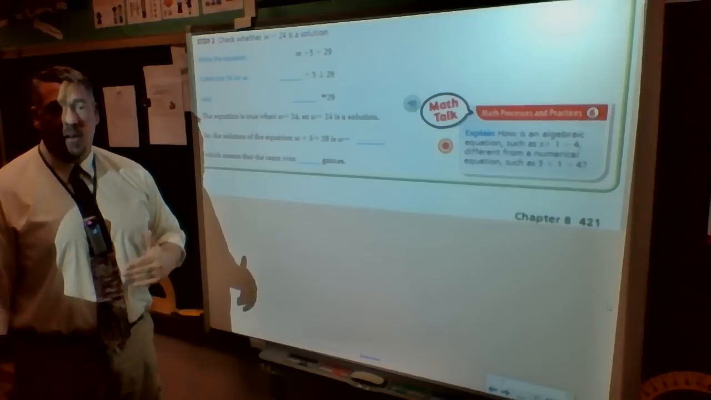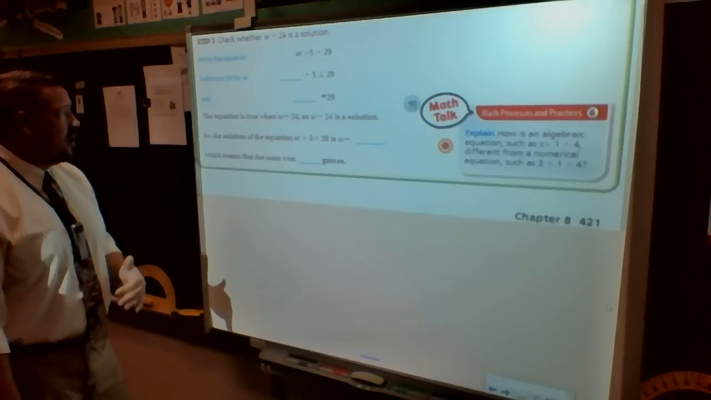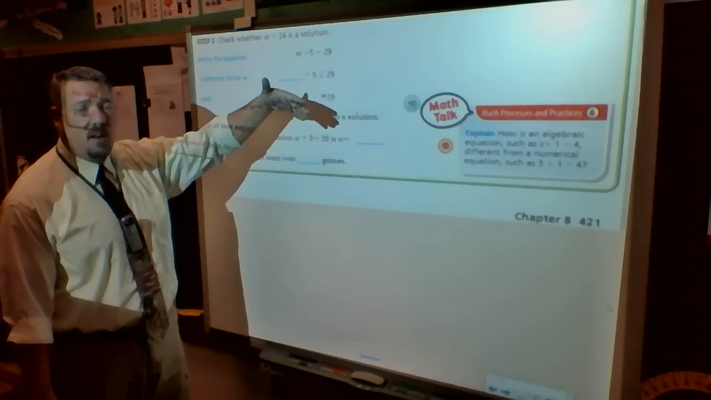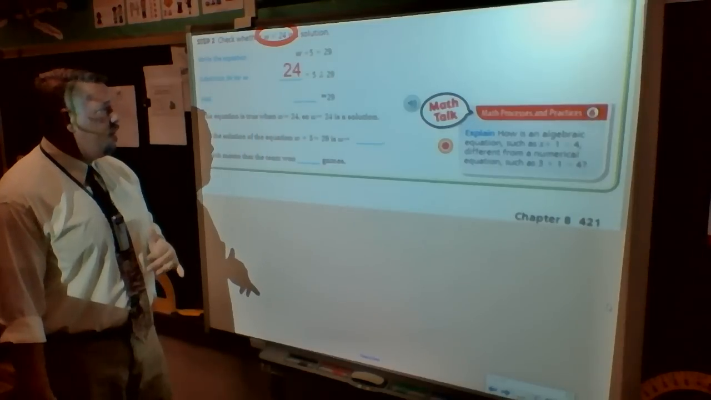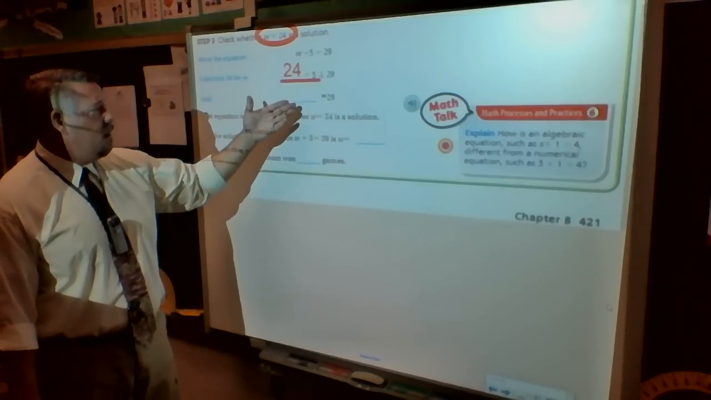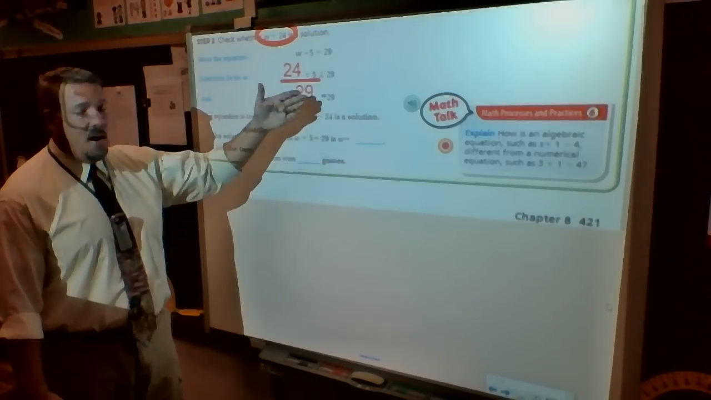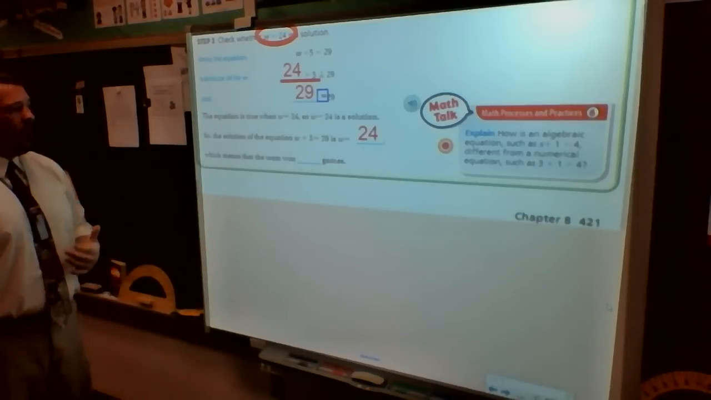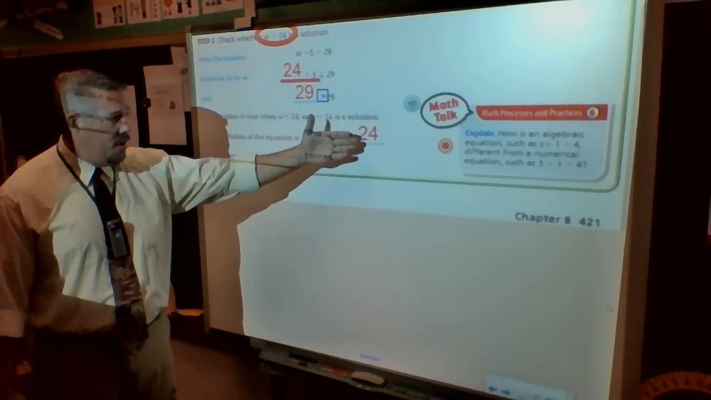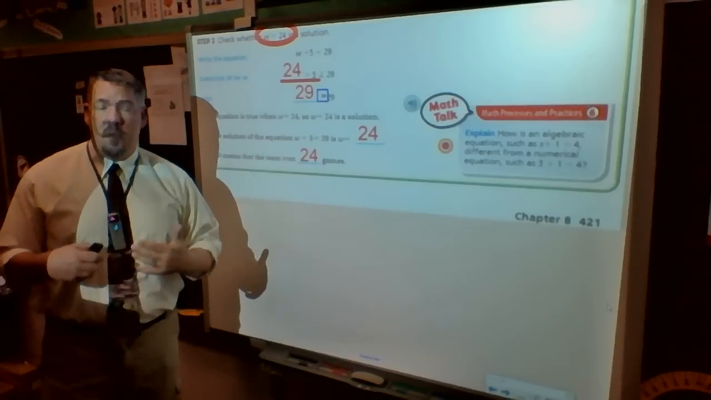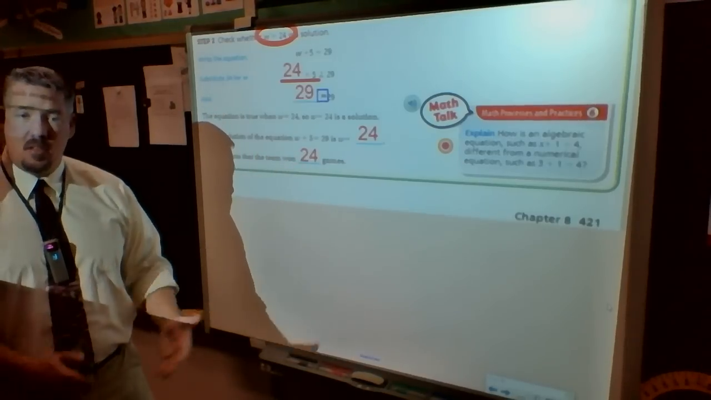Step 2 is using the 24 and plugging it into the equation. W plus 5 equals 29 once again, this time using the 24 for the variable. So 24 plus 5 gives me my 29. 29 is equal to 29? Well, yes it is. They're the same number. So I know they are equal, so I know my W is indeed 24, and therefore there were 24 games. So that would be an answer of it is a solution.